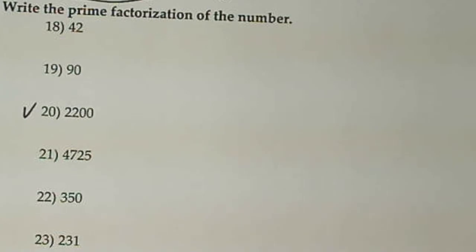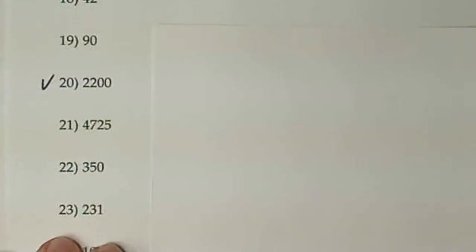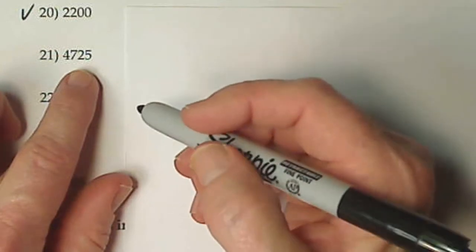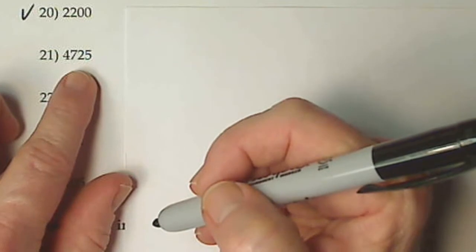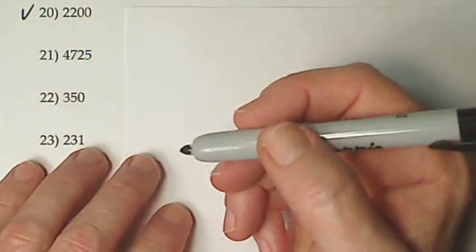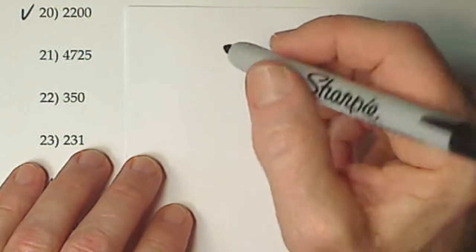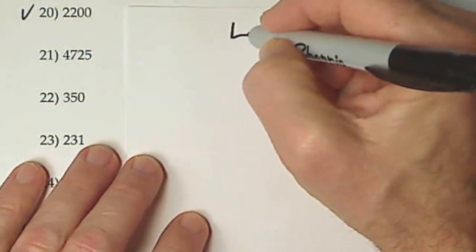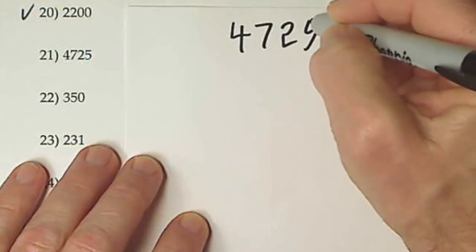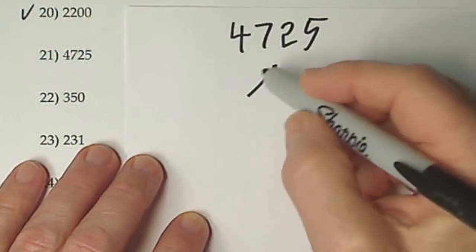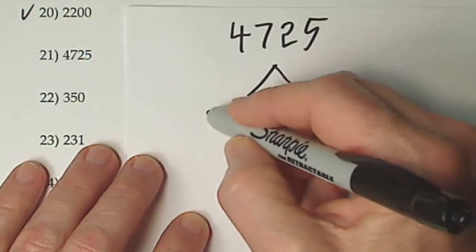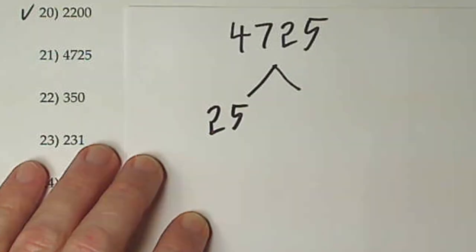Looking at another one, 4,725. Again, don't be too put off by the large numbers. Notice it ends in 25. Alright, if it ends in a 5, you know it's divisible by 5. If it ends in 25, well, it's divisible by 25. So here's our 4,725. I know 25 goes in there. Alright, so the first step of the prime factorization is going to be 25 times something.